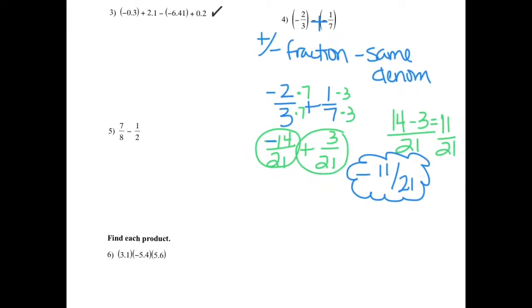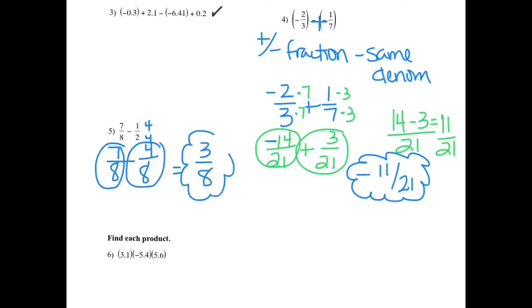Example number 5. I have an 8 and a 2. Common denominator will be an 8. I don't change the first fraction at all. The second fraction, I multiply both the numerator and the denominator by 4. That gives me 4 over 8. It's a subtraction problem. Different signs, subtract. 7 minus 4 is 3 over 8. Keep the sign of the bigger number. The bigger number is positive.